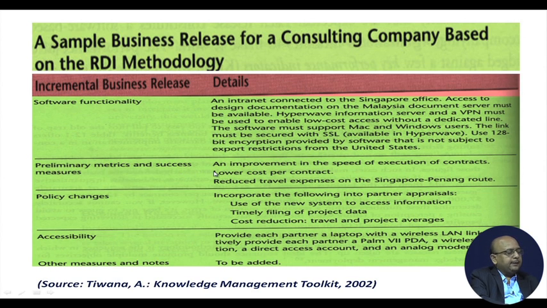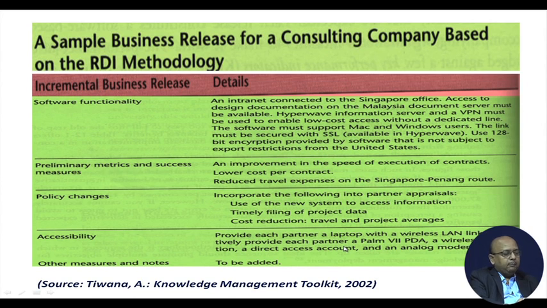Now, metrics and success: how are we going to see the improvement in the speed of execution of their contracts. So, is there going to be a lower cost per contract, whether you are going to reduce travel expenses, because you have to travel from Singapore to Malaysia, and if it is connected well, then you are going to reduce a lot of cost in travel and all these kinds of things. So, these are some of the benefits that you are going to measure out of it. Then what kind of policy changes you are going to make in the system. Okay. Then how are you going to have access to the system.